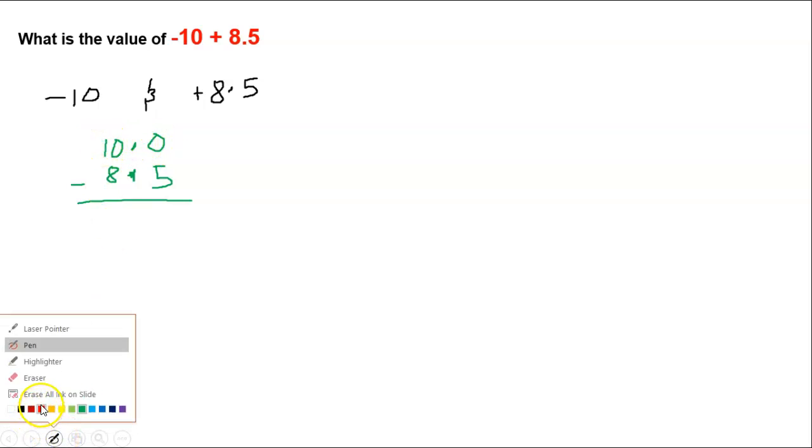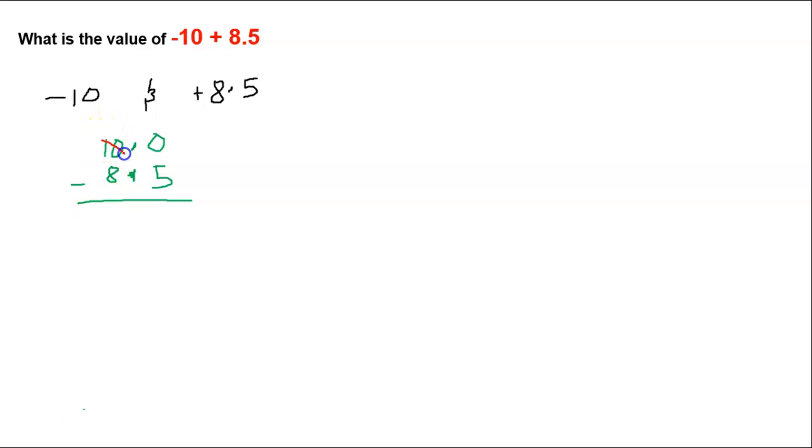Okay, you borrow 1 from the 10. The 10 becomes 9, and then the 1 comes right next to the 0, making it 10. So 10 subtract 5 is 5. You bring down your point, and 9 subtract 8 is 1, so you get 1.5. Now this 1.5 is the answer you get when you subtract 8.5 from 10.